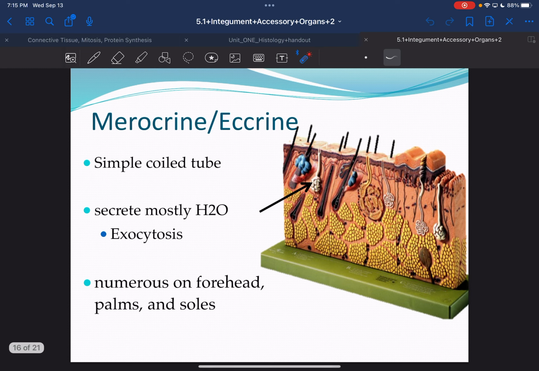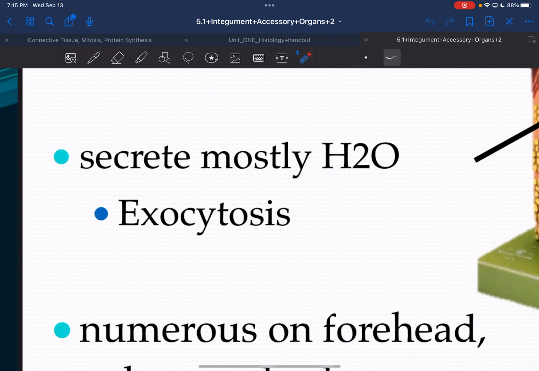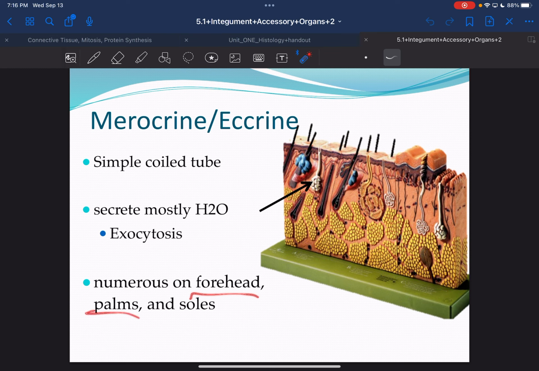You may also hear them being called eccrine glands. That's just in case you hear it. But otherwise, merocrine works just fine. And you find these in the forehead, palms, and on the soles of your feet. That's why when you get a little nervous, you get a little clammy, it's the palms. Even some individuals, the soles as well. And then it secretes mainly water with electrolytes. If you're not sure what electrolytes are, it just means salts like sodium ion, chloride ion, potassium ion, things like that. And its role is to cool the body when it's hot.